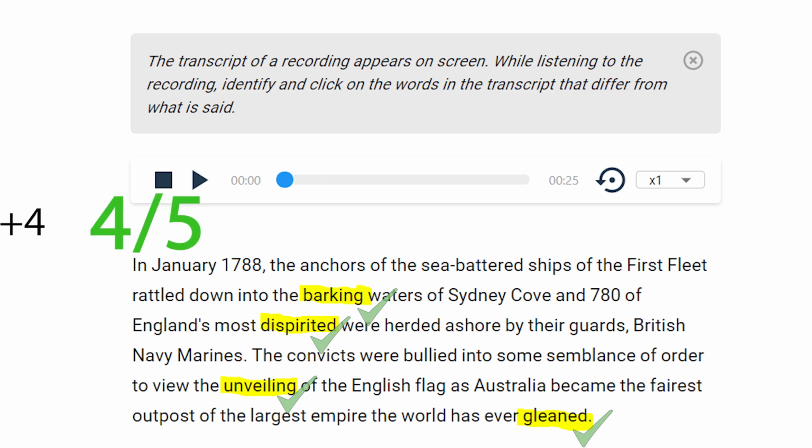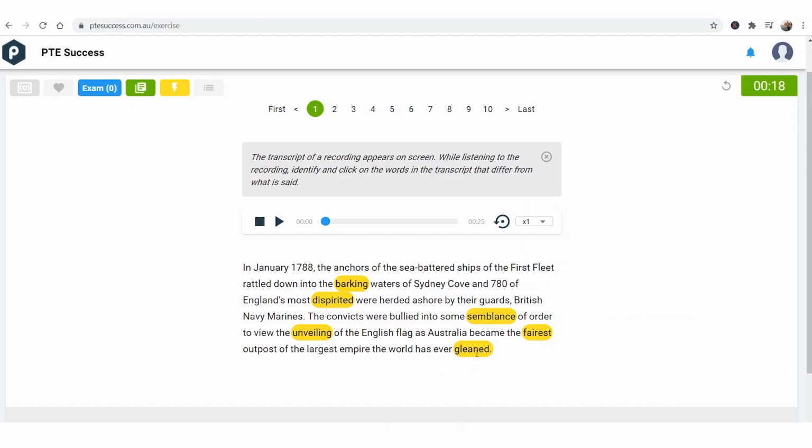The lesson here is don't go on a random clicking spree, only highlight the incorrect words that you are 100% certain about. Oh, by the way, you can also click on the highlighted words to remove it from your answer if you're unsure. Tip number 3, 2 things you should pay attention to.